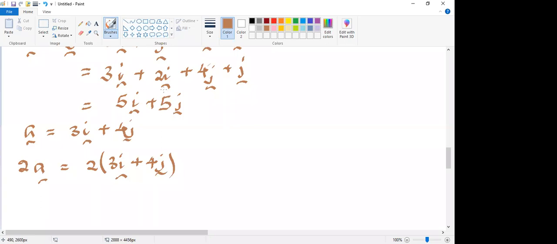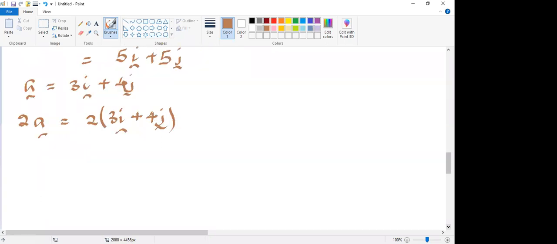Okay, can we now multiply by a scalar? What is 2A? Daphne? It is 6i plus 8j. 6i plus 8j, meaning that we are simply multiplying each of the components by the scalar.